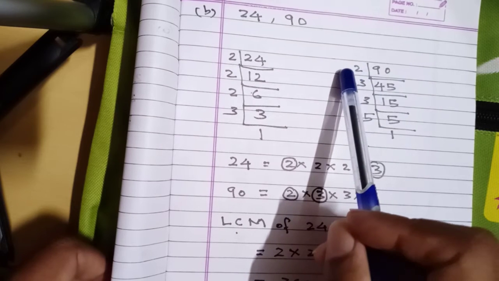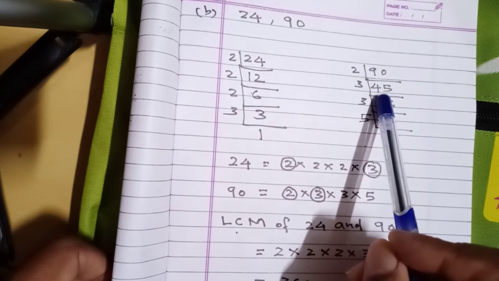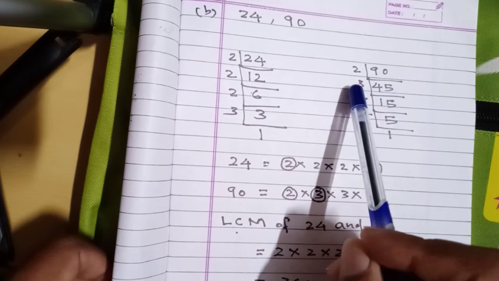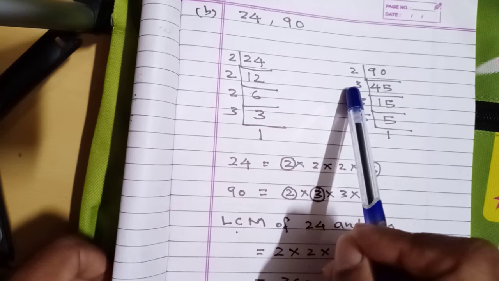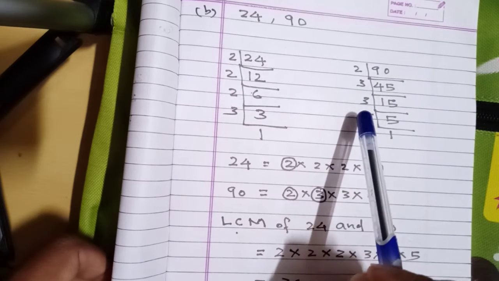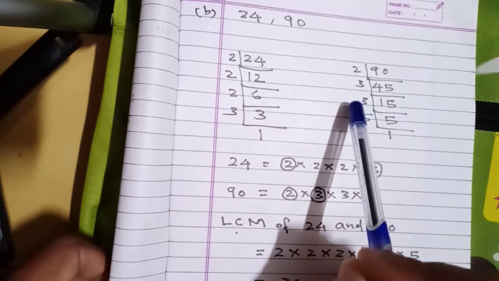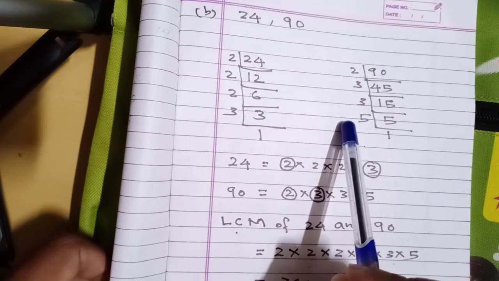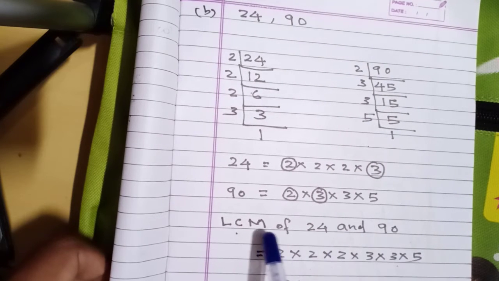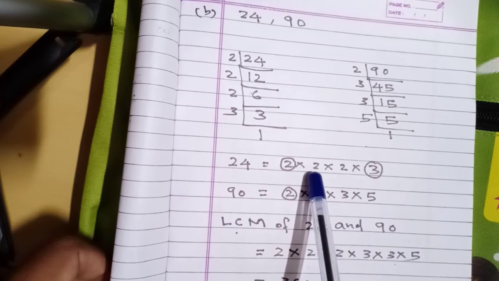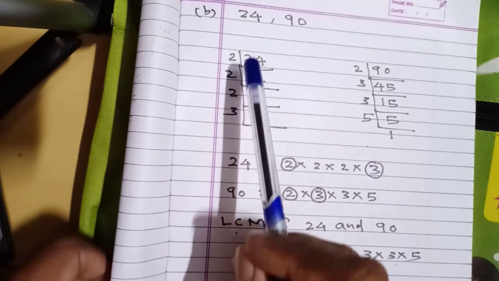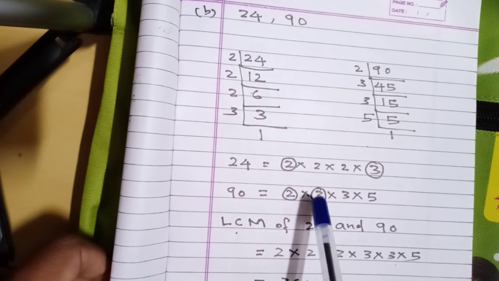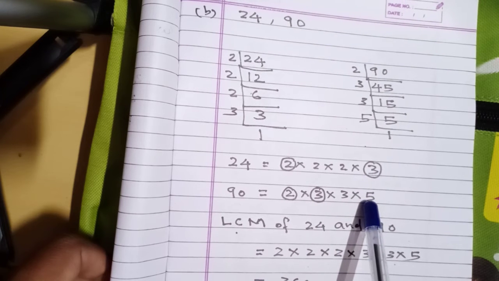Then 90. 90 divided by 2 is 45. 45 we cannot divide by 2, so we will divide by 3. 45 divided by 3 is 15. 15 3s are 45. So 15 divided by 3 is 5. 5 3s are 15. So 5 is a prime number, so 5 divided by 5 is equal to 1. So 24 is equal to 2 into 2 into 2 into 3. Look at it, 2 into 2 into 2 into 3. And 90 is equal to 2 into 3 into 3 into 5.